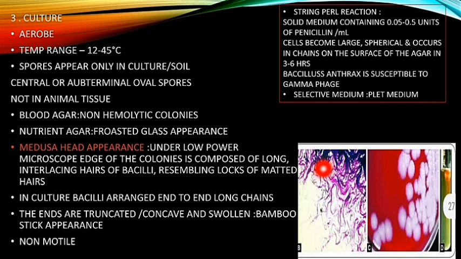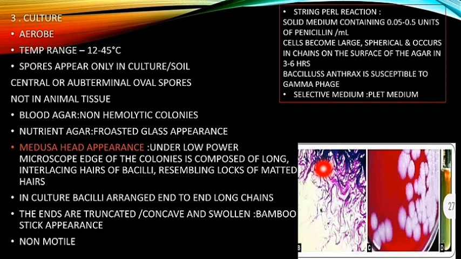Then in culture, bacilli are arranged end to end in long chains. The ends are truncated or concave and swollen. It is called bamboo stick appearance. Then we know it is non-motile. Then another important reaction is the string of pearl reaction.